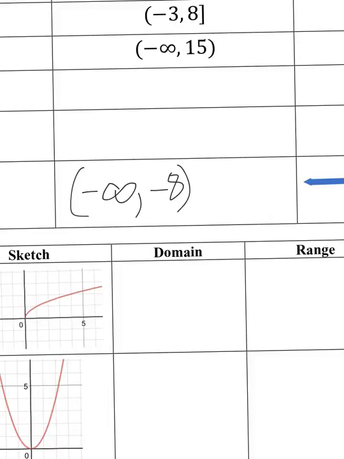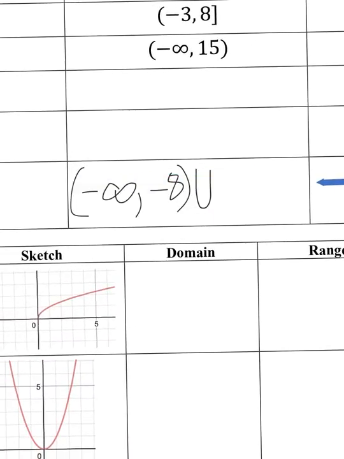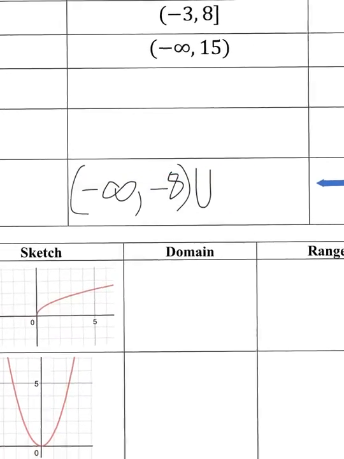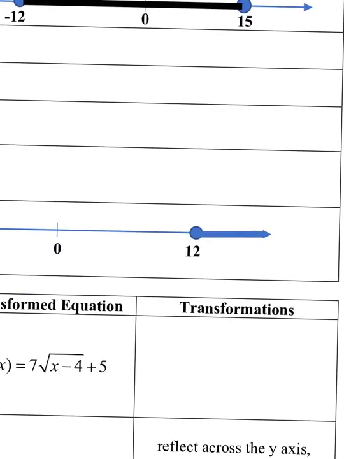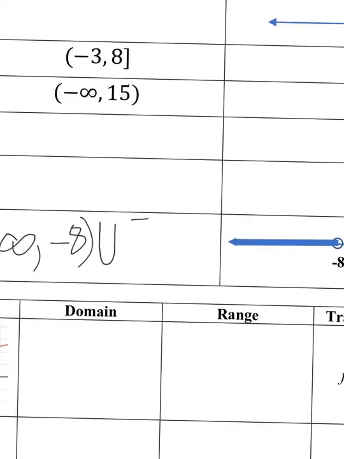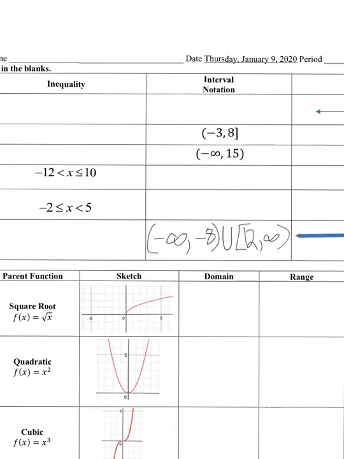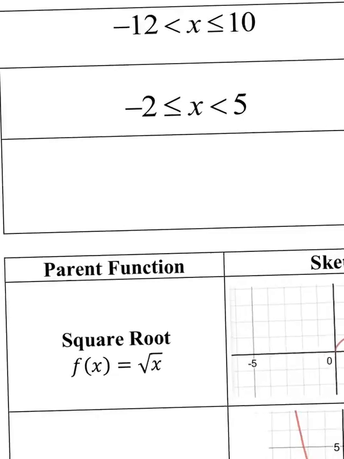So we're going to do a union. I'm going to draw a U here. And then I'm going to talk about the 12 next. Looking at the 12, is it an open circle or closed circle? It's a closed circle, and it's going to the right. So it's going towards positive infinity. Closed circles indicate that it can touch it, so that is used with a bracket. And then positive infinity is in a parentheses, because infinity is always in a parentheses.